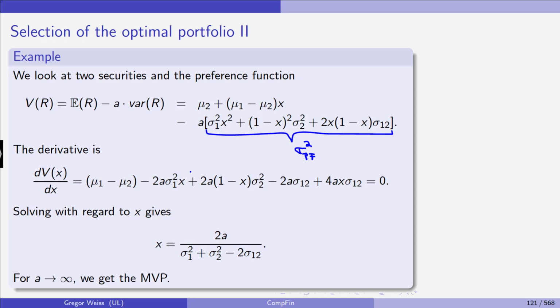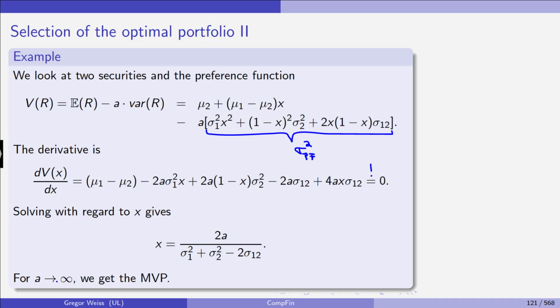Take the first derivative, set the first derivative to 0, and then if you solve this with regard to x, this gives you 2a divided by sigma 1 squared plus sigma 2 squared minus 2 sigma 1 to the covariance. So for actually a going to infinity, we get the minimum variance portfolio. Meaning what?